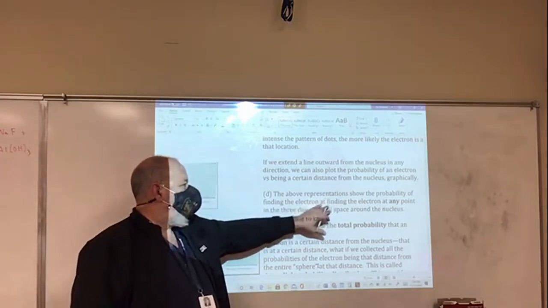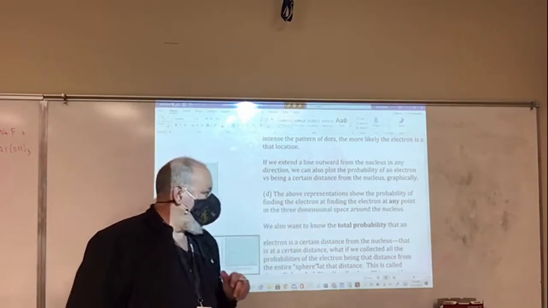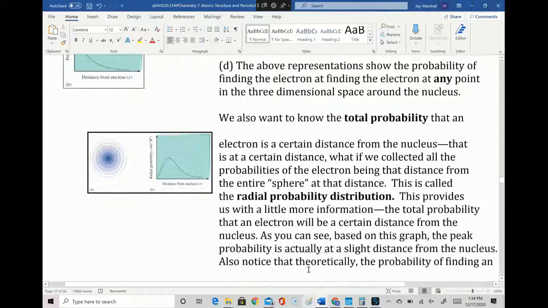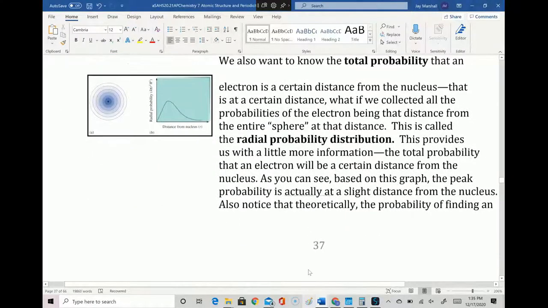The above represents, so we also want to know the total probability that an electron is a certain distance from the nucleus. That is, at a certain distance, what if we collected all the probabilities of the electron being that distance from the entire sphere at that distance? Let's see if we can make that make sense.